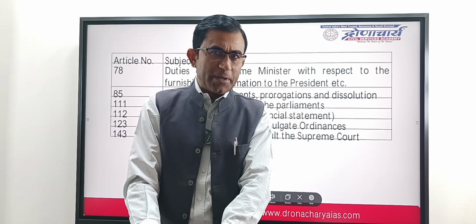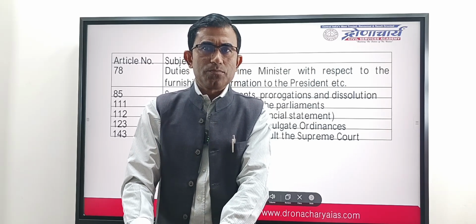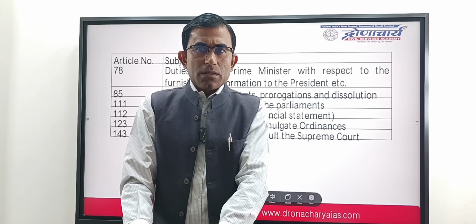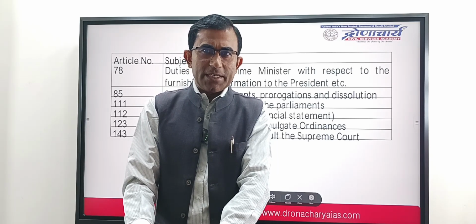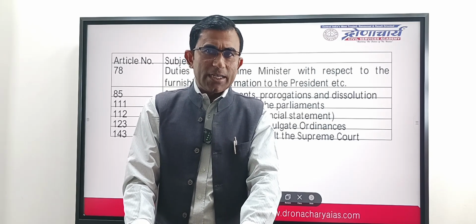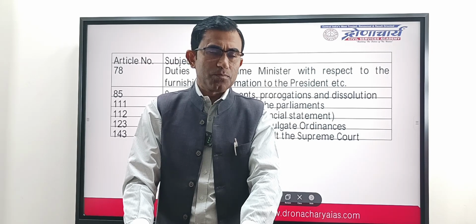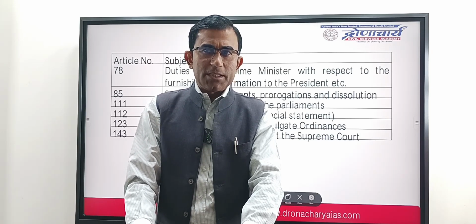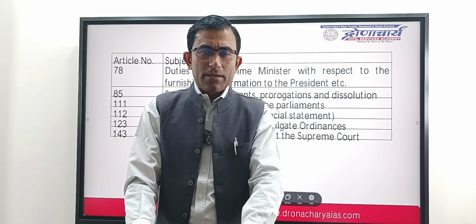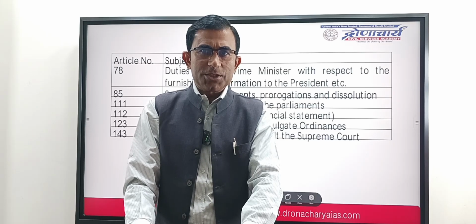Now, election of the President. The manner of election of the President is provided by Article 55 of the Indian Constitution. Under Article 324 of the Constitution, the Election Commission of India has the authority to conduct the presidential elections. The President is indirectly elected by the members of the Electoral College.